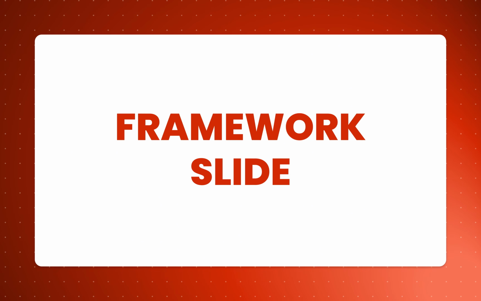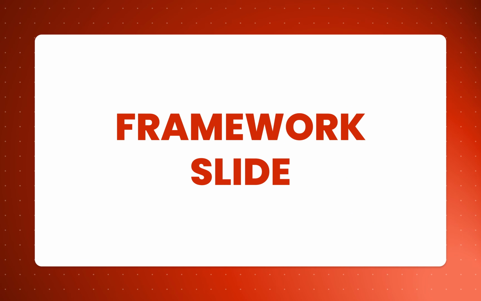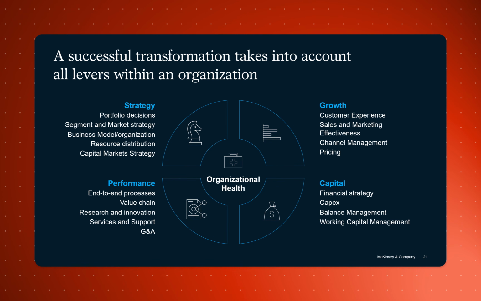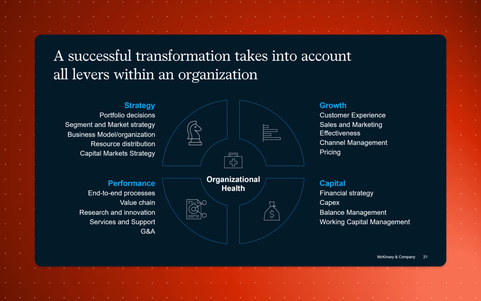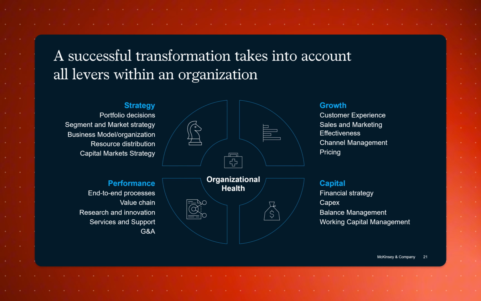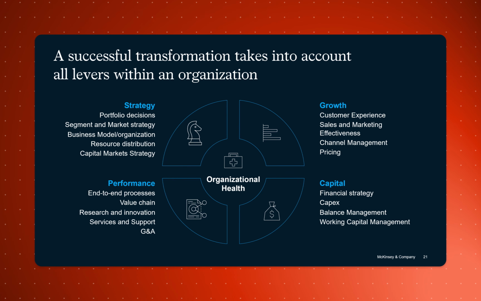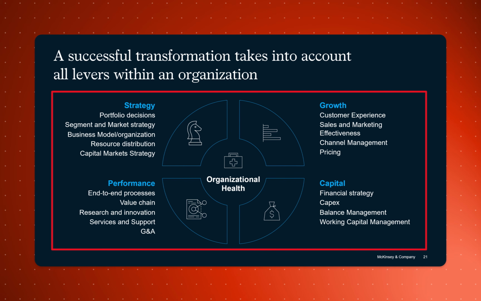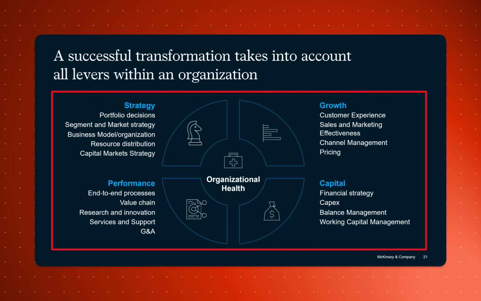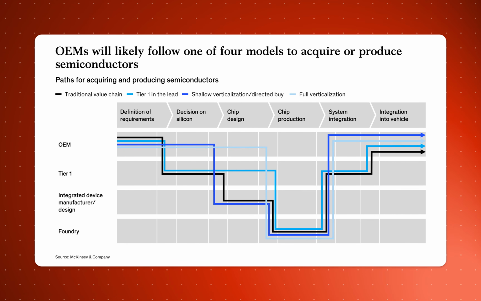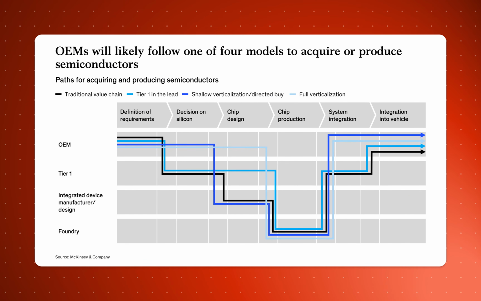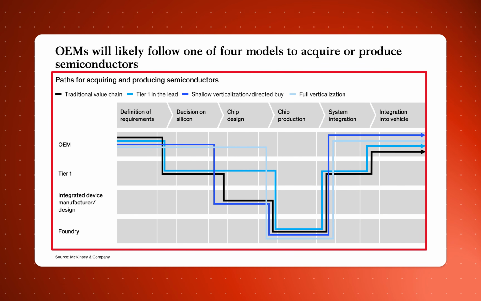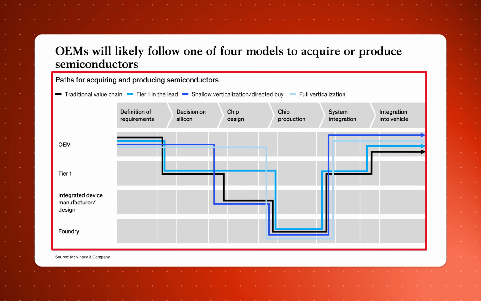Now, the last slide type is called a framework or conceptual slide. These are by far the hardest slides to build and are used to represent an idea or concept visually. Take for example this McKinsey slide that presents a model for understanding the key components of a successful organizational transformation. Instead of using raw text and bullet points, they use shapes, diagrams, and models to communicate the same thing in a clearer way. Here's another framework slide example from McKinsey, and this one presents a model for understanding the different strategic paths that equipment manufacturers can take to acquire or produce semiconductors.